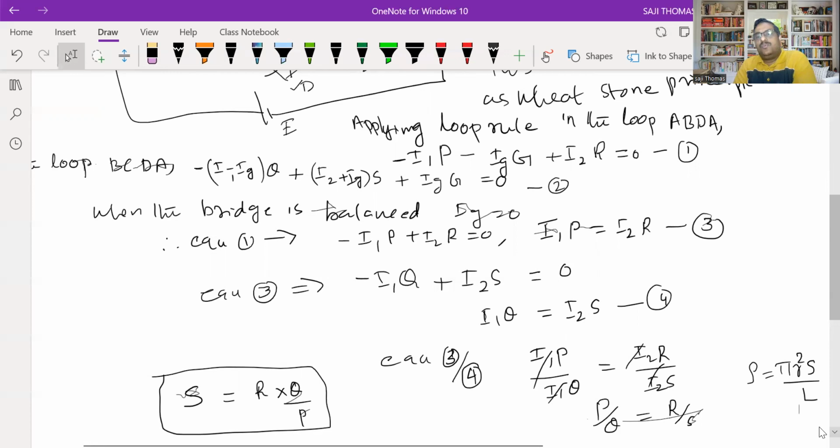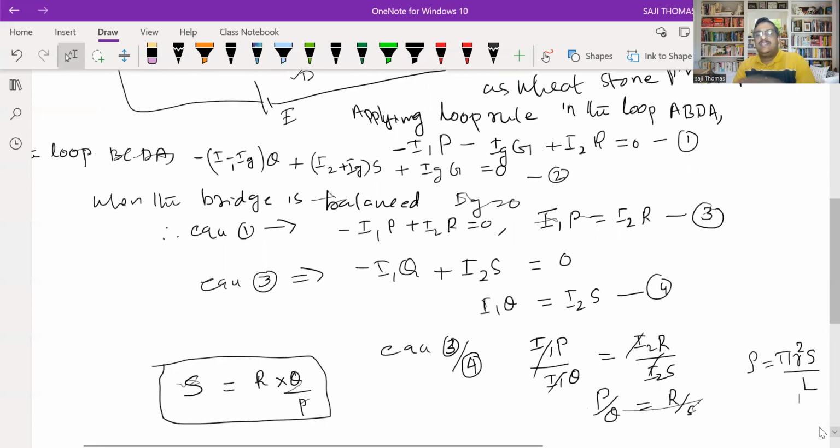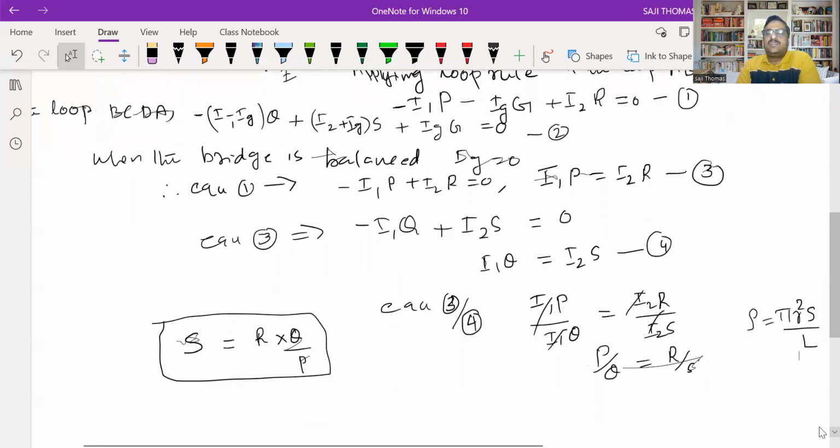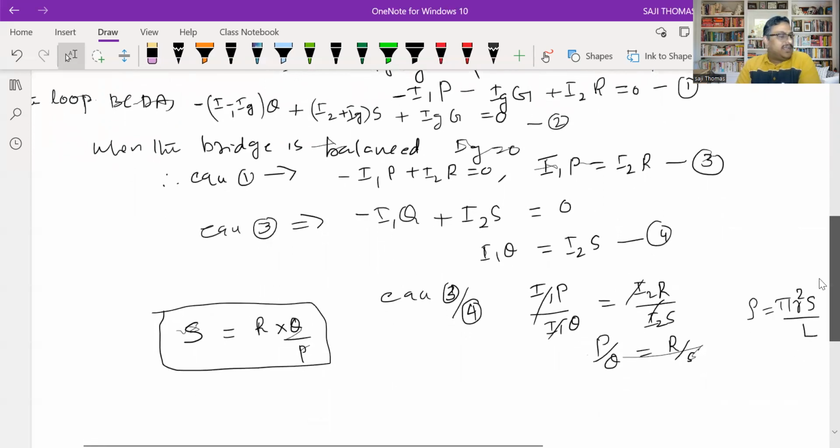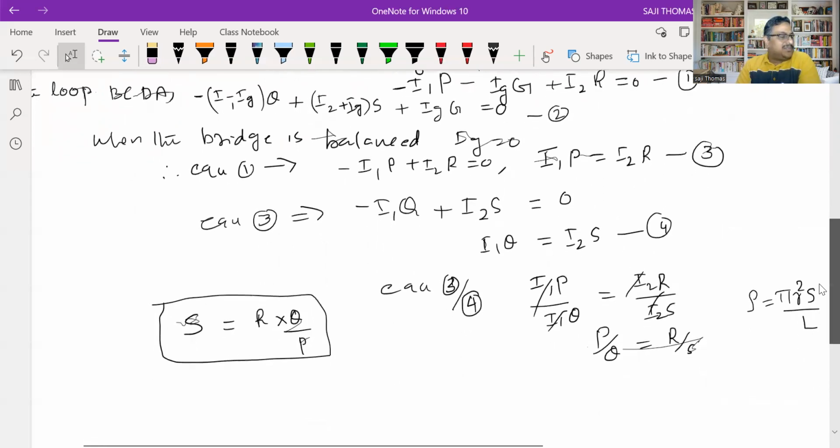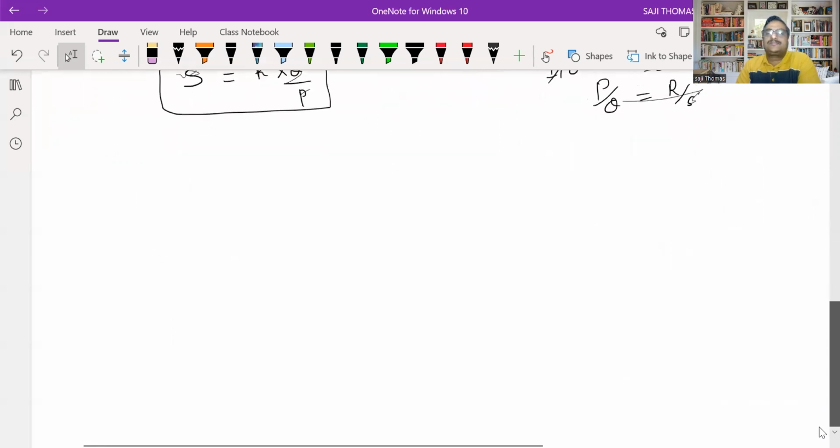State and prove the Wheatstone principle. It is an important topic for your board examination. So all of you learn it. It is an important one. Now we can do one numerical based on this Wheatstone principle. I will give a question for you.